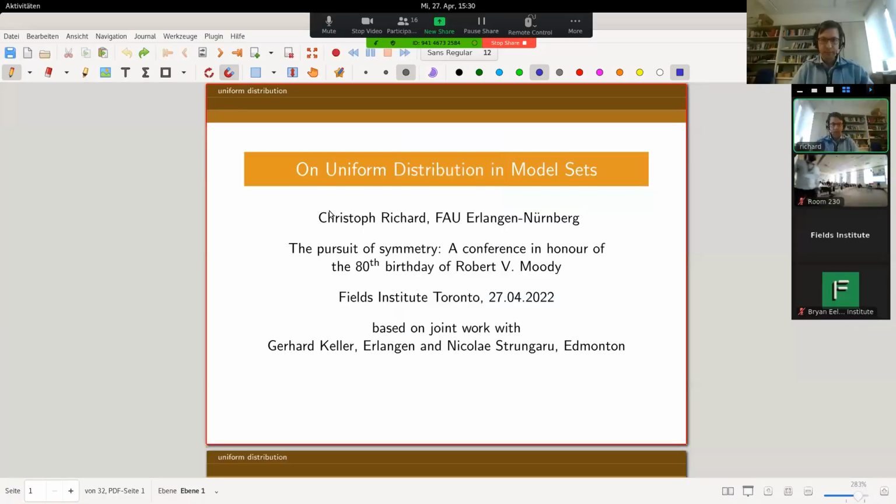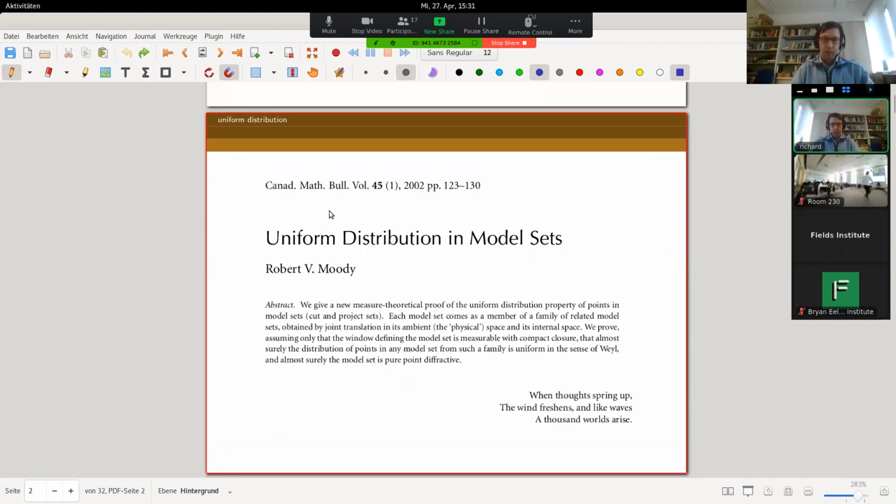So here we are. The title is On Uniform Distribution in Model Sets. Joint work with Gerhard Keller from Erlangen and Nicola Strungaru from Edmonton. As the title says, this talk is about uniform distribution in model sets, but not generally, more about a paper which Bob Moody published in 2002.